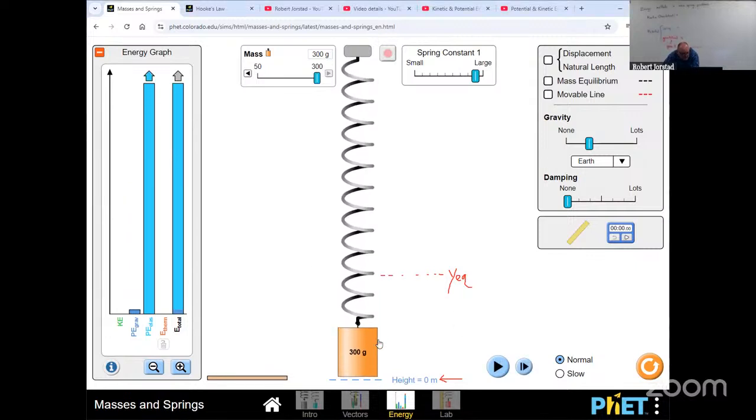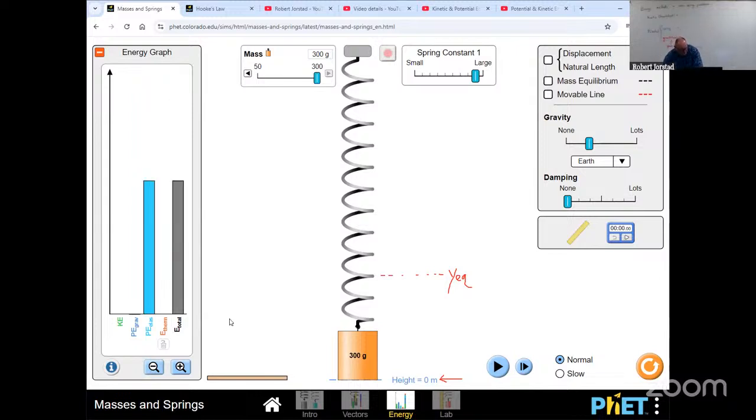I'm going to pull this thing down and I'm going to release it. So in this case, maybe to see the whole graph, let me zoom out a little bit. I want you to pay attention to the different types of energy that appear over here. In particular, here's the total amount of energy. Right now, there's zero gravitational. It's not moving yet, so there's no kinetic. And then here we see it's all potential energy associated with the spring. So spring potential energy. They're calling it elastic potential energy.